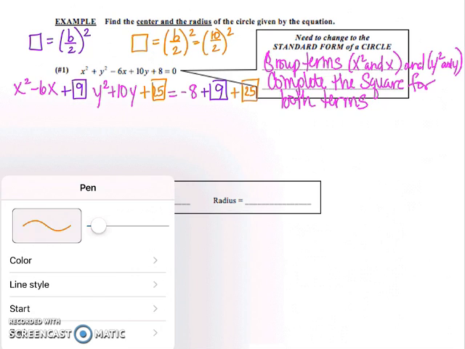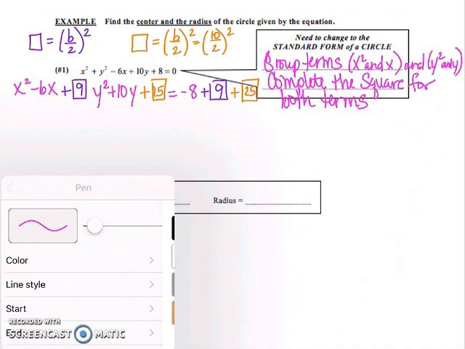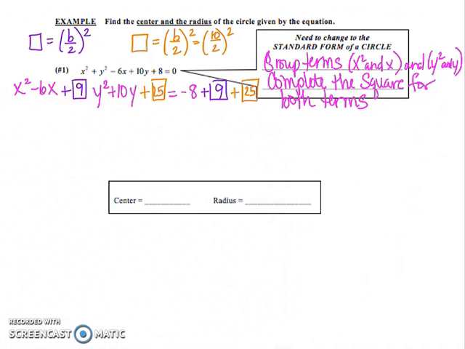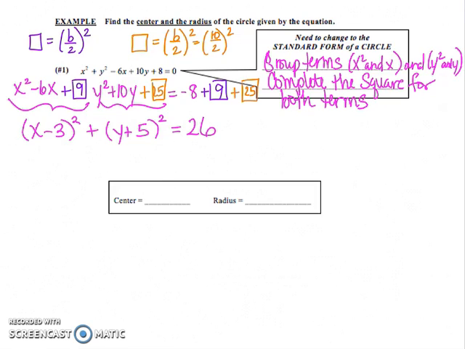Okay, now that I've done that work, I can go ahead and do the factoring. So these three terms are going to factor into the same binomial times itself, and it's going to be (x minus 3) quantity squared. These three terms are going to factor into the same binomial times itself, (y plus 5) squared. And then over here, I'm just going to add my constant terms together. Negative 8 plus 9 is 1. 1 plus 25 is 26.